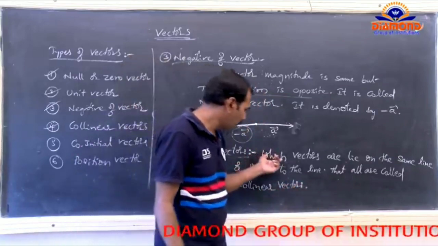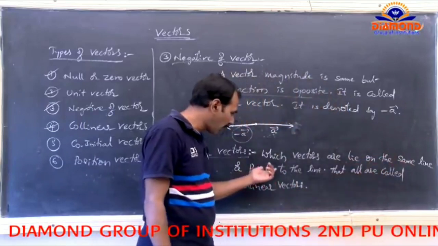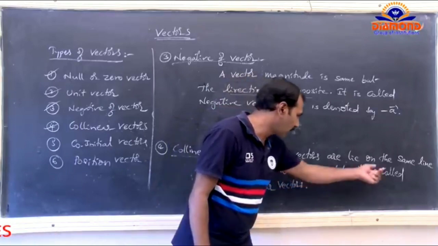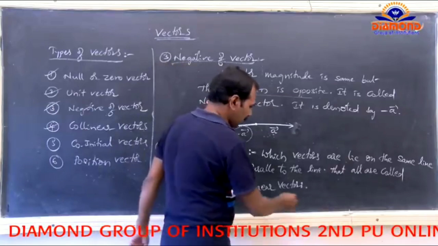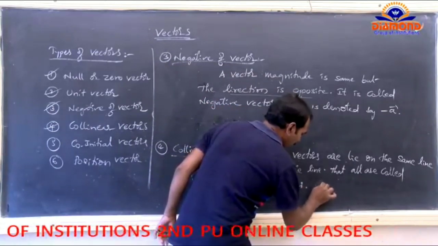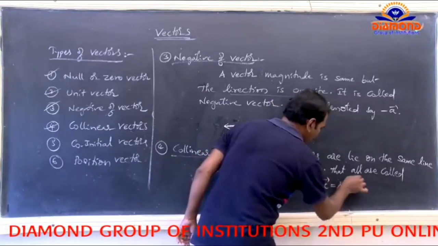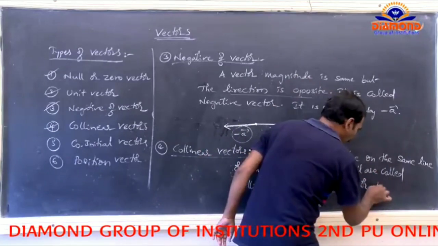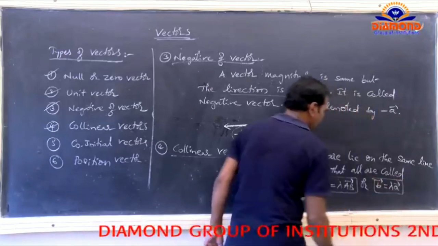Collinear vectors means which vectors lie on the same line or parallel to the line. That all are called collinear vectors. The collinear condition is AC bar equal to lambda into AB bar, or AD bar equal to lambda AB bar, like this.